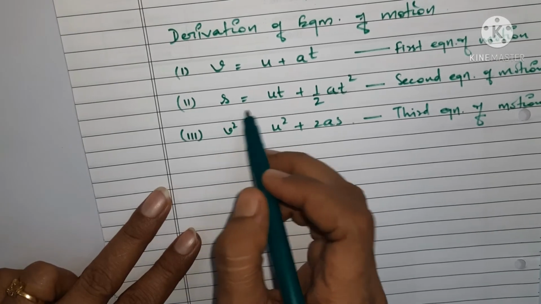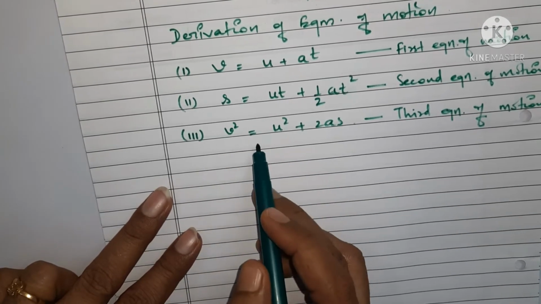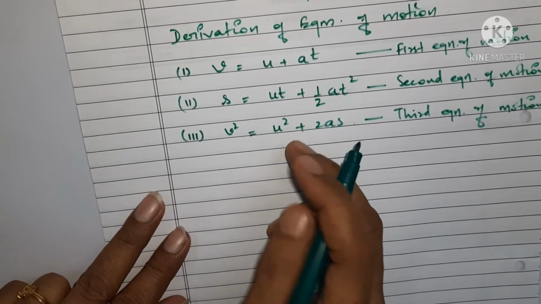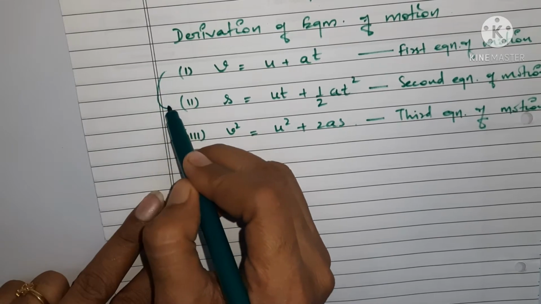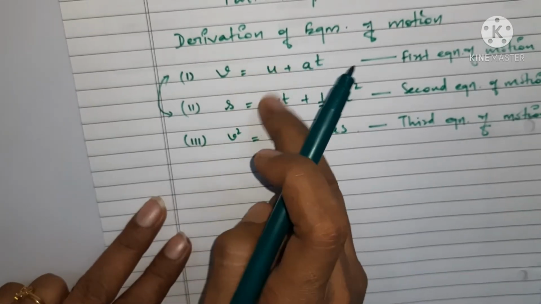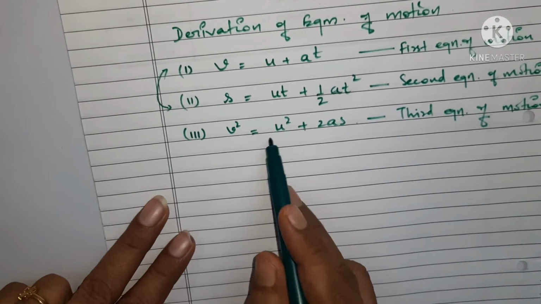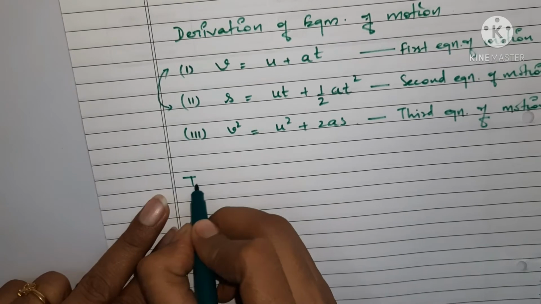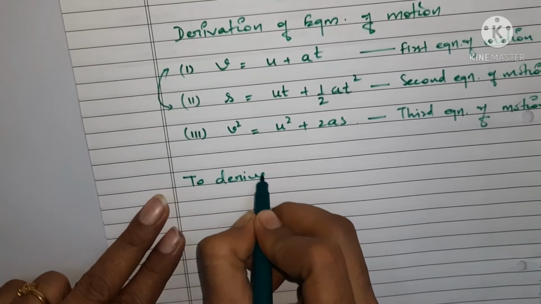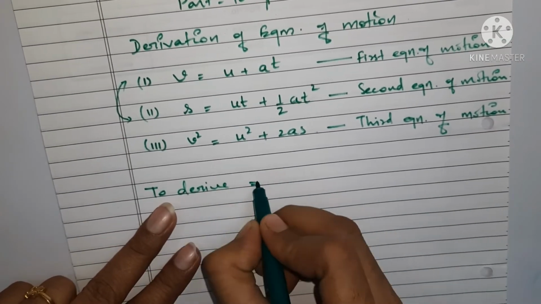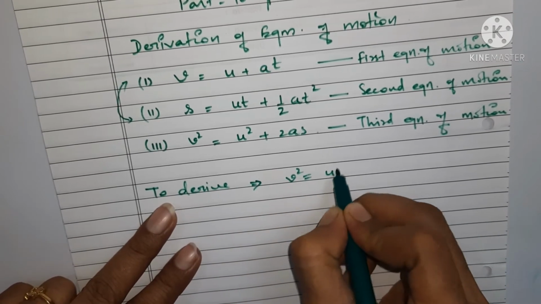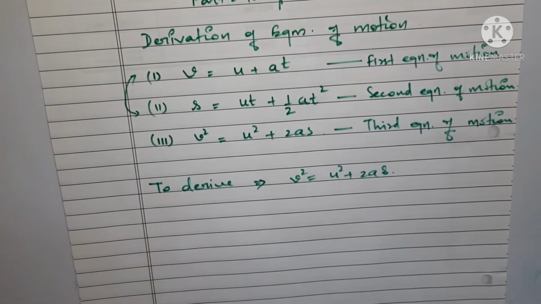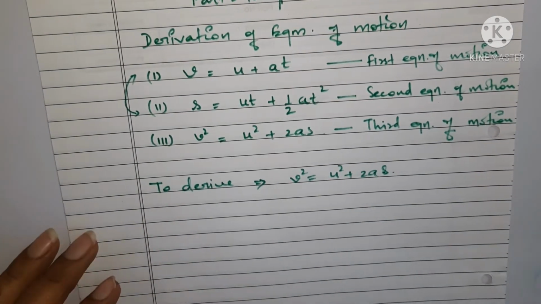I have told you that there were three steps. Now in this case we are going to apply two steps. We are going to use these two equations: both of the first two equations are going to be used to derive this third equation. So what is to be derived? Your derivation equation is v square is equal to u square plus 2as. This is the equation which you have to derive.